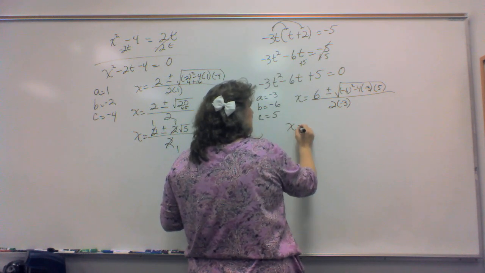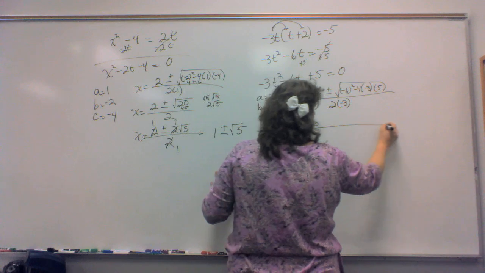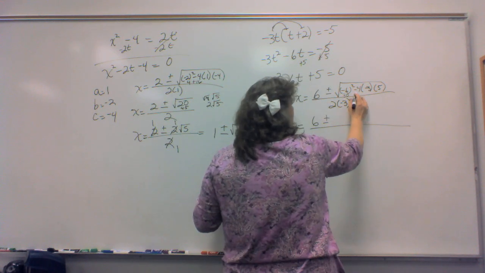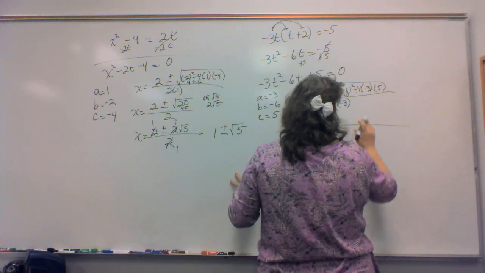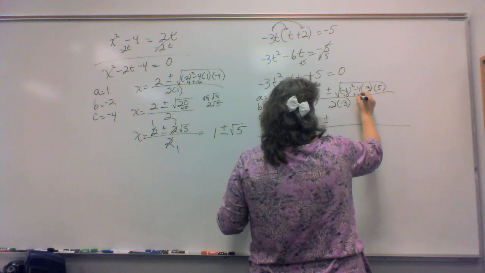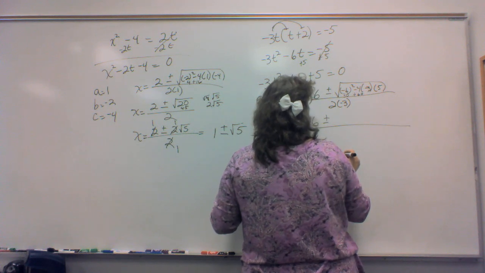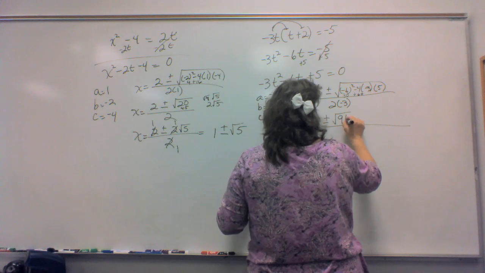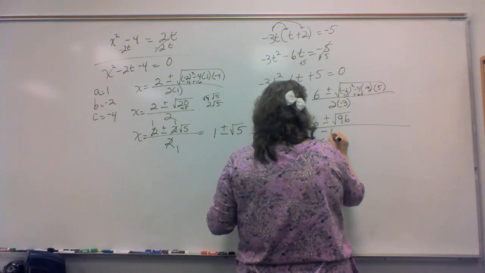So x is equal to 6 plus or minus. Well, this is 36. Negative times negative is positive. Positive 12 times 5 is plus 60. So that gives you 36 plus 60 is the square root of 96, all over negative 6.